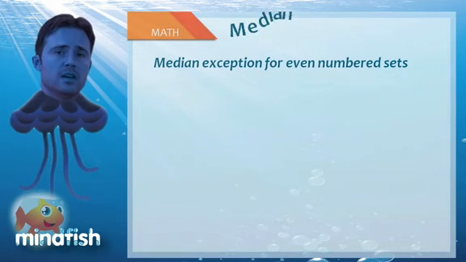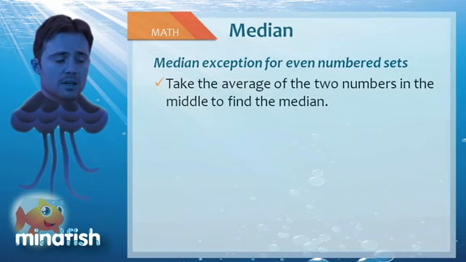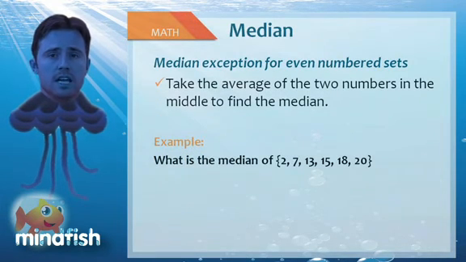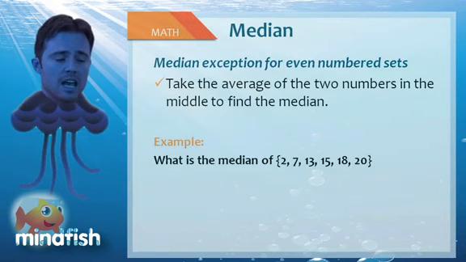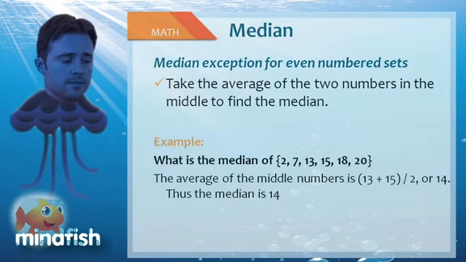Occasionally, if you're ever asked for the median of an even-numbered set, meaning there are an even number of members or elements in the set, you need to take the average of the middle 2. So for example, what is the median of 2, 7, 13, 15, 18, and 20? We have an even number, so we're going to have to do the average of the 2 middles, so it's 13 plus 15 over 2, which is 14.